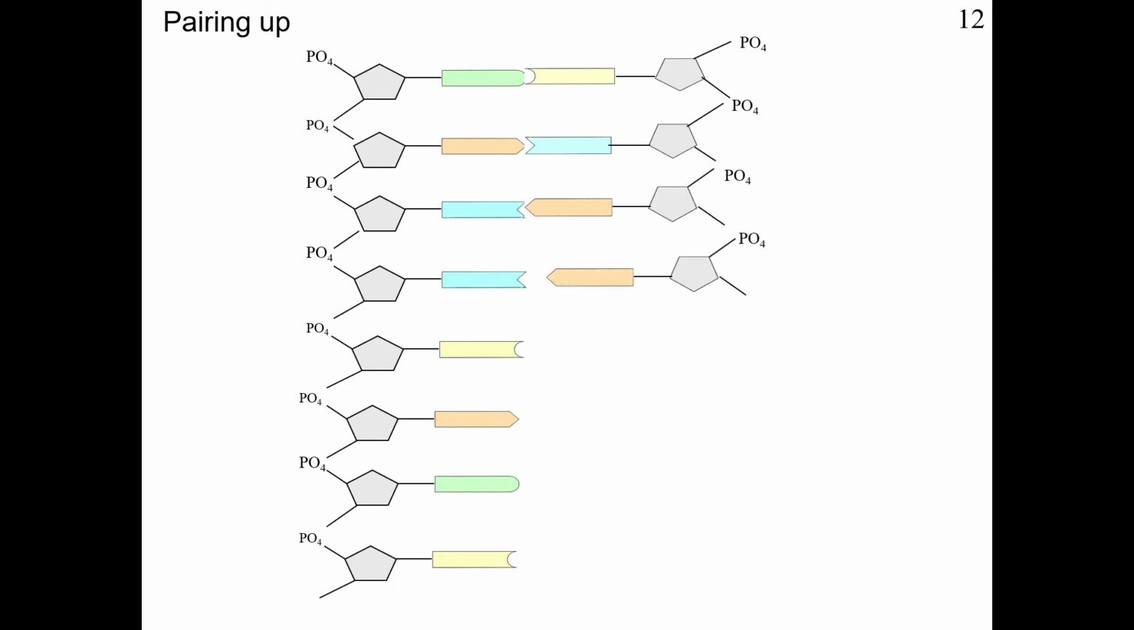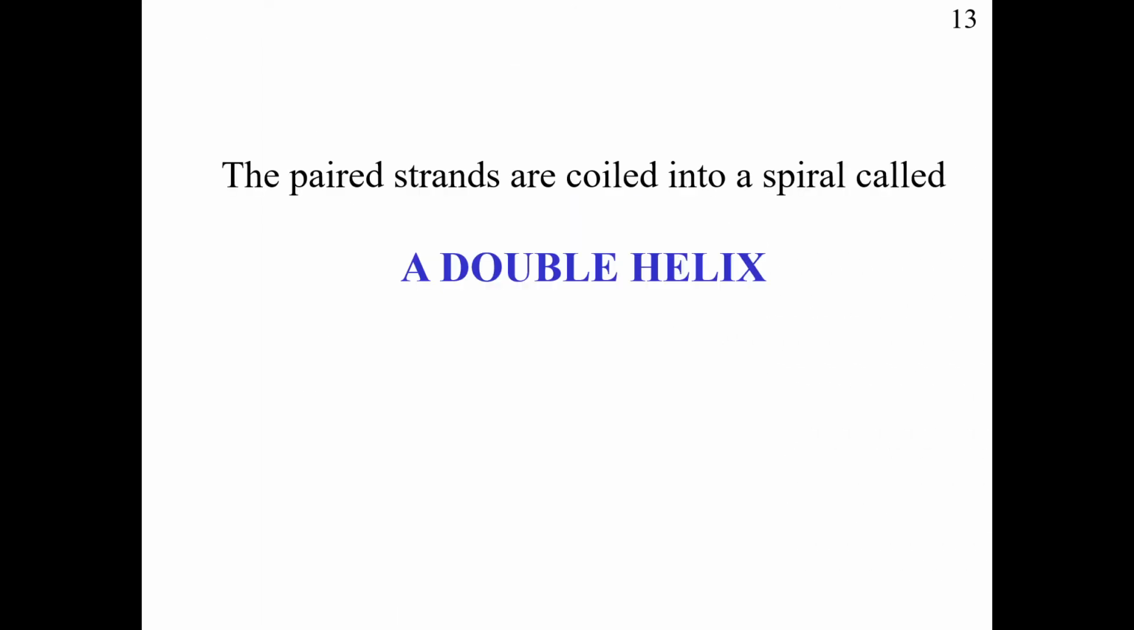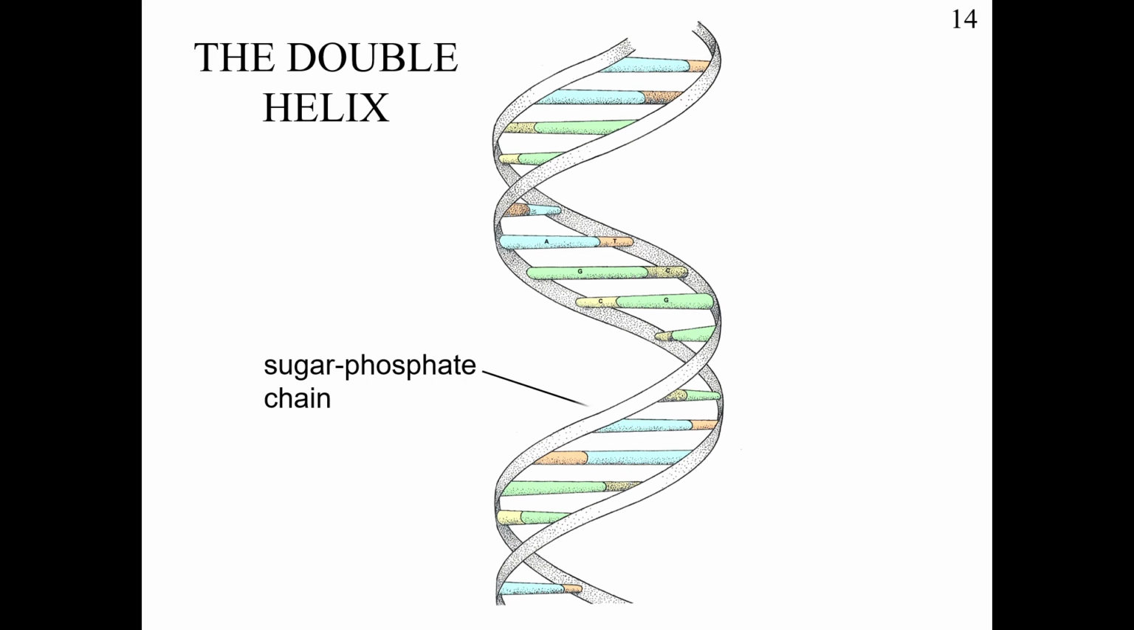So there they all are pairing up, making our chain again. Okay, so those paired strands are coiled into a spiral, which is called the double helix. And the double helix looks like this. You have the sugar-phosphate chain on the outside, and the bases are in the middle. And this coil really helps it kind of shrink down to a size that's manageable to fit into cells.